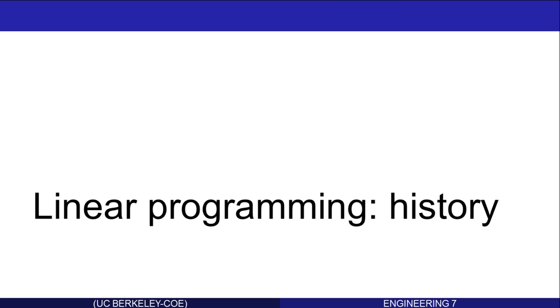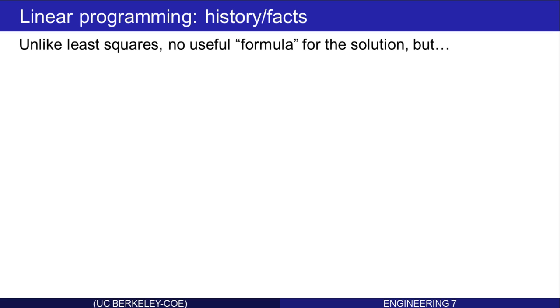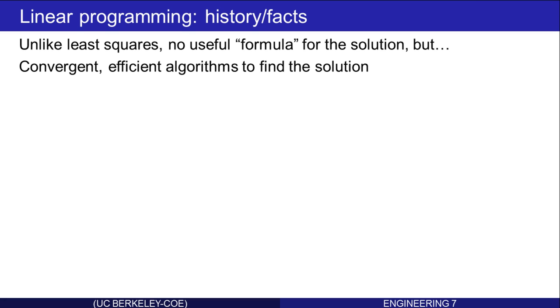Let's talk a little bit about the history of the linear programming problem and algorithms to solve it. First of all, unlike least squares, there's no useful formula for the solution. Remember, in least squares, there were the normal equations, which just represented a square system of linear equations, and we learned the correspondence between the solution to the normal equations and the solution to the least squares problems. In this case, there's no such formula. But there are convergent, efficient algorithms that find the solution on any given instance of a linear program.